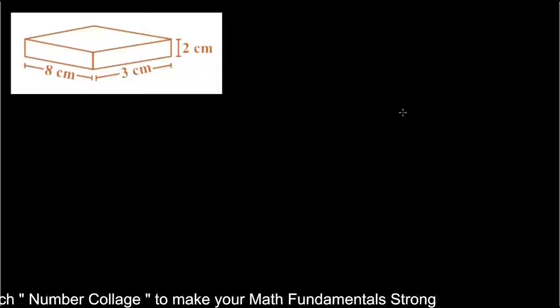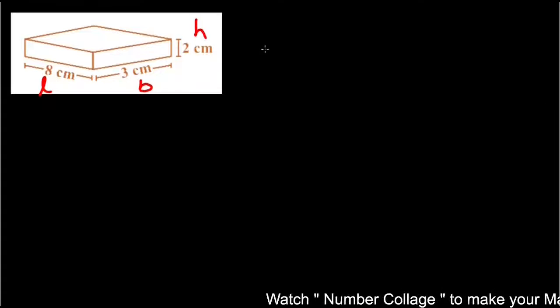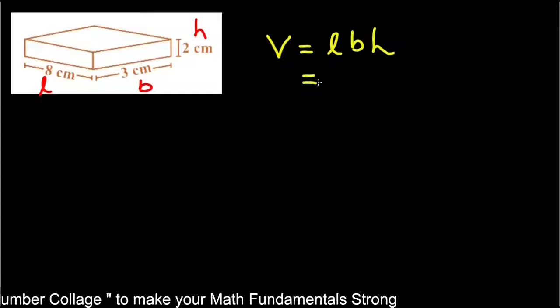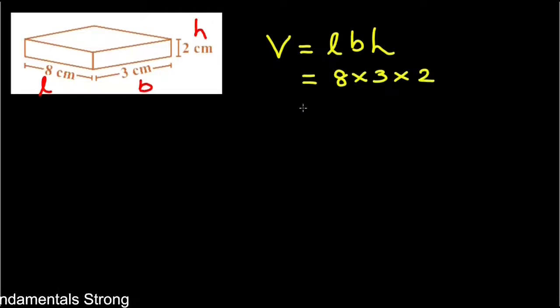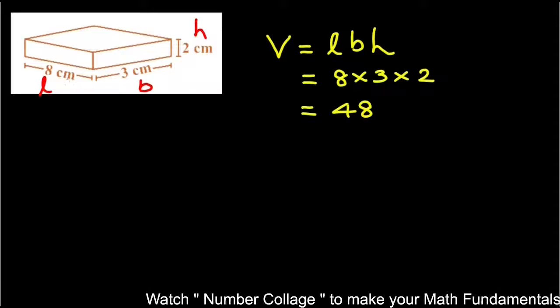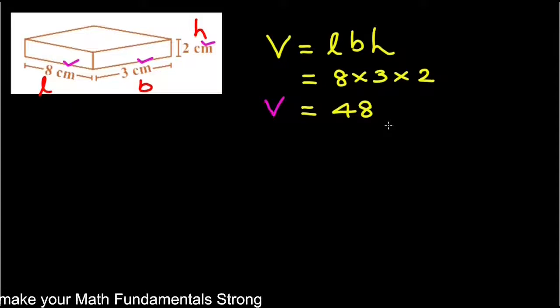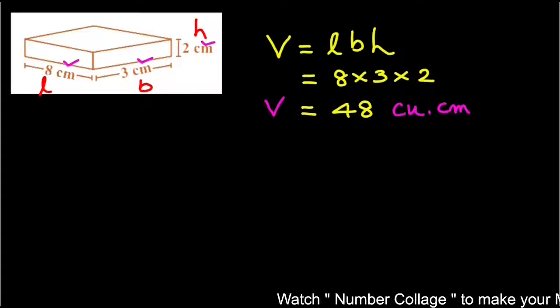Let us find volume of this cuboid, whose length is 8 centimeter, breadth is 3 centimeter, and height is 2 centimeter. The volume of this cuboid V is L into B into H. So that will be 8 multiplied by 3 multiplied by 2, which will be 48. Since the unit is centimeter, the volume of this cuboid will be 48 cubic centimeters.